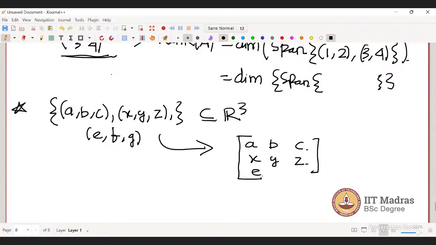Is it column wise? It doesn't matter, because the rank of A and the rank of A transpose are the same. But we could put it column wise also, no? Sir, yeah, no issue. So first, you try to compute the rank of this matrix. The rank of this matrix will give you the dimension of the span of this set.